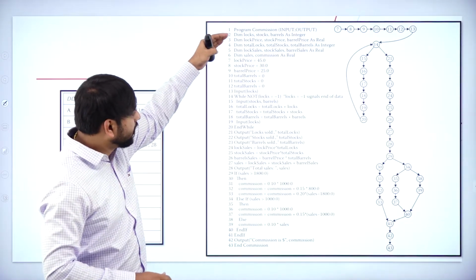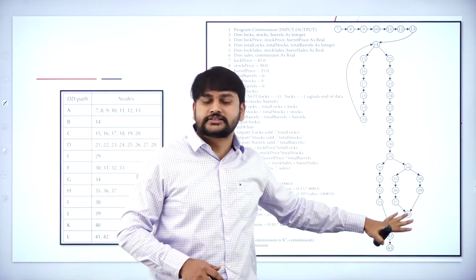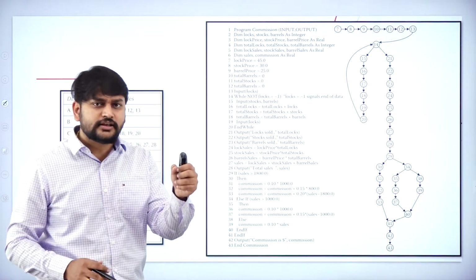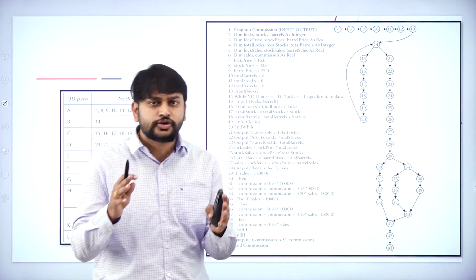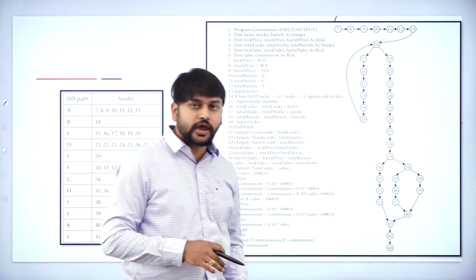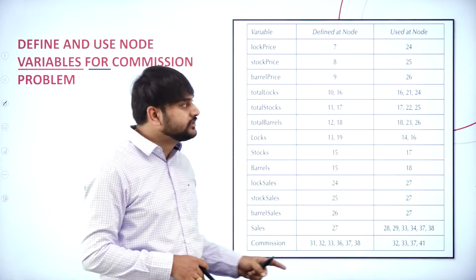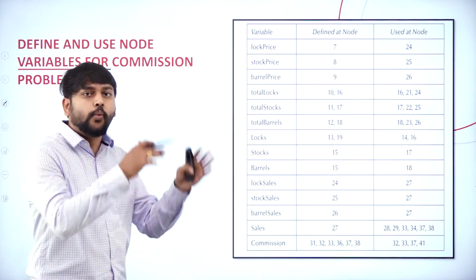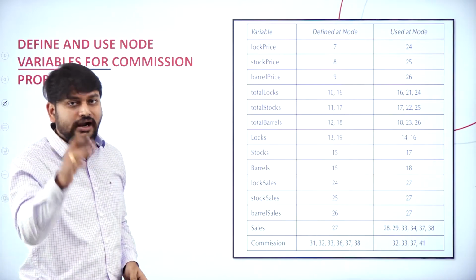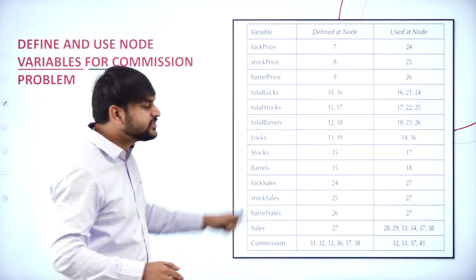All right, so I have the commission problem in detail here, and now I have the graph as I discussed with all of you. Here I should find what exactly the defining node and the usage node are all about. So please remember this chart. Let me show you. Here I have made a chart for all of you, showing the defined node and the used node. Let's take the log price.